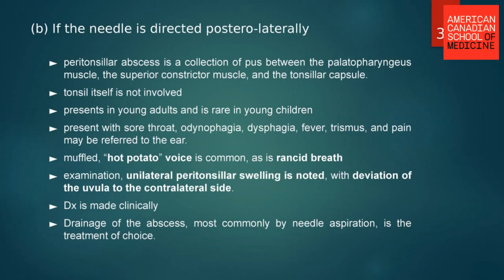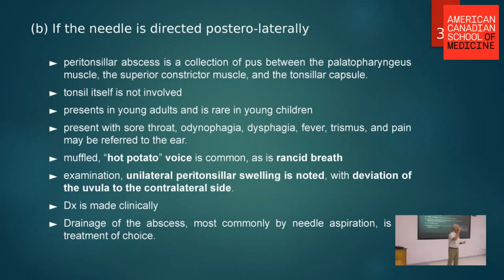Remember, we said peritonsillar abscess sits on one of the pterygoid muscles, and the kid doesn't want to open their mouth, so they have what's called trismus, pain opening the mouth. So if they come in and won't open their mouth, you've got to think about peritonsillar abscess. The uvula is usually deviated.